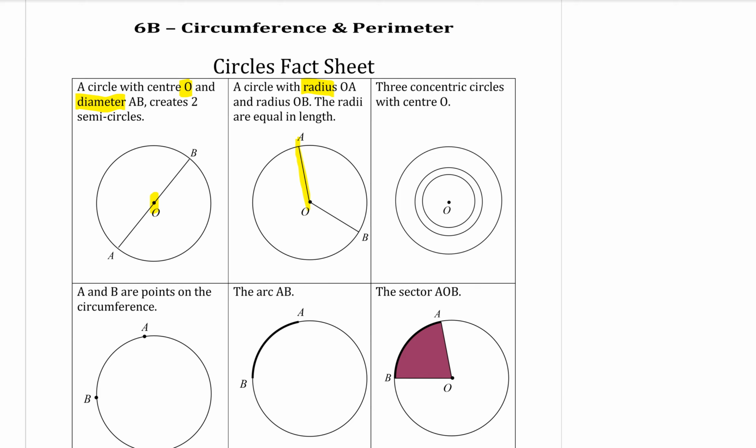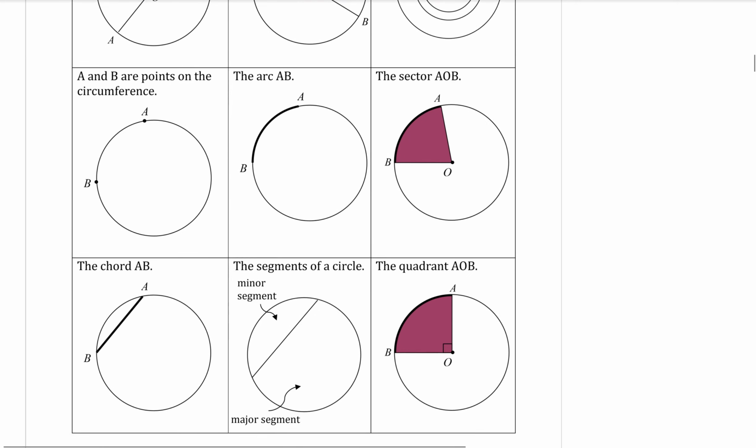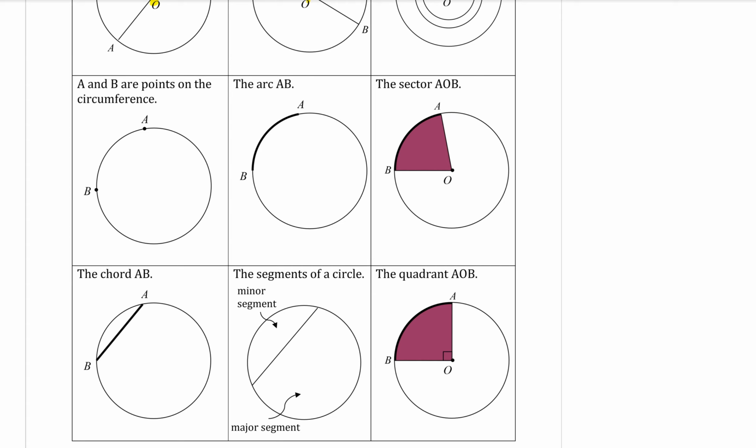3 concentric circles with a center of O. Concentric circles are circles that share the same center, but they have a different radius, so they're different size circles coming out here. A and B are points on the circumference. So the circumference is the distance or the perimeter of a circle.